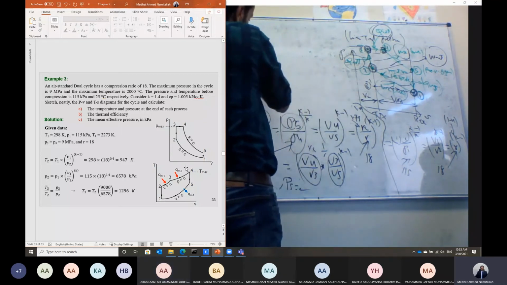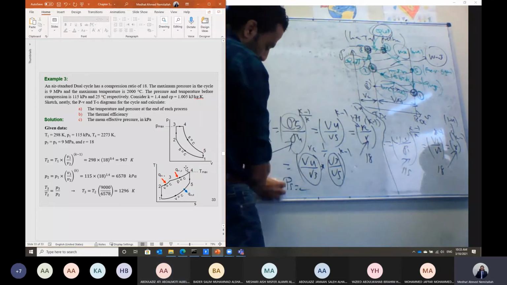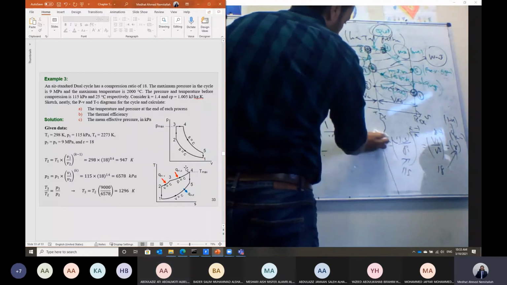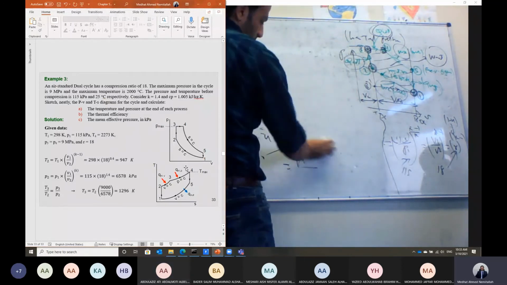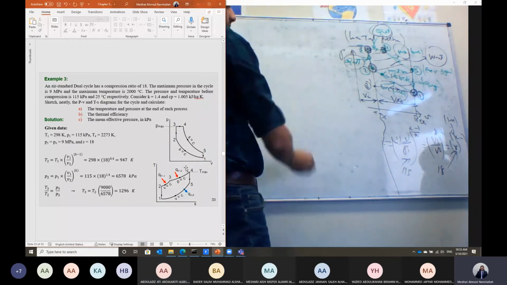So here the cycle, as you see, is an air standard cycle based on a lot of assumptions, including isentropic reversible processes, don't have any kind of losses. We have a closed system, we don't have intake or exhaust valves.